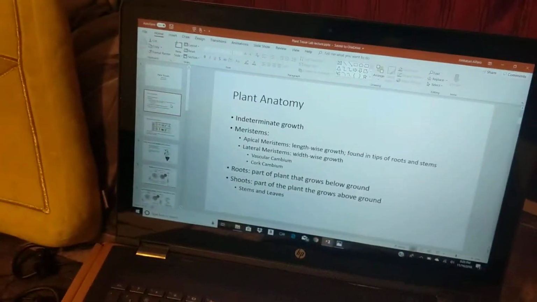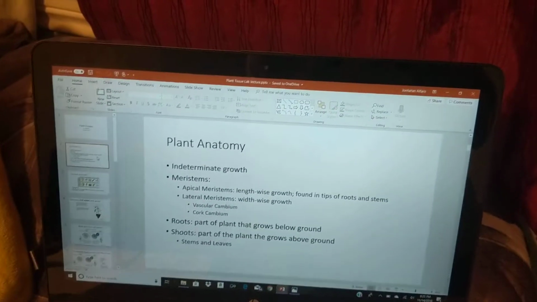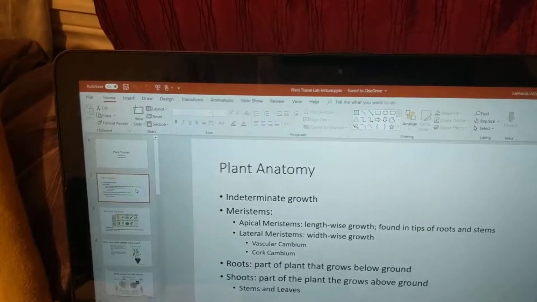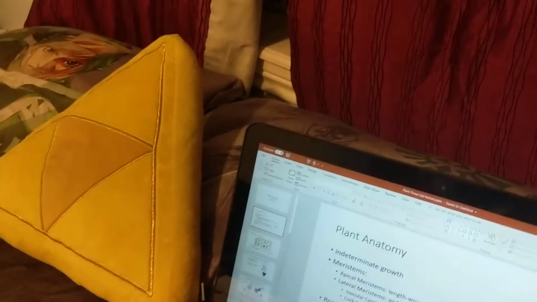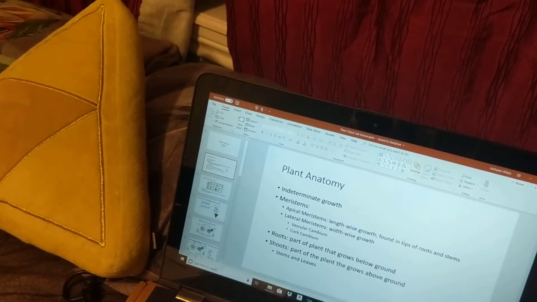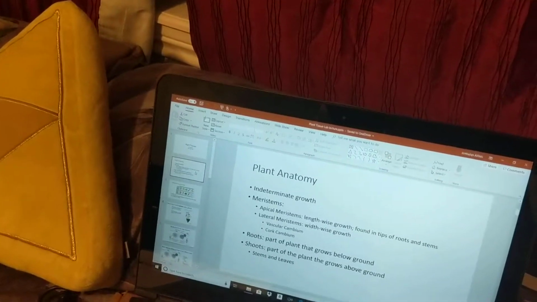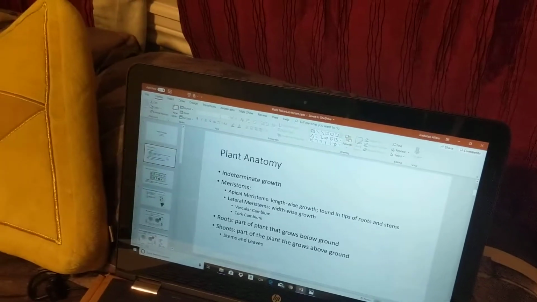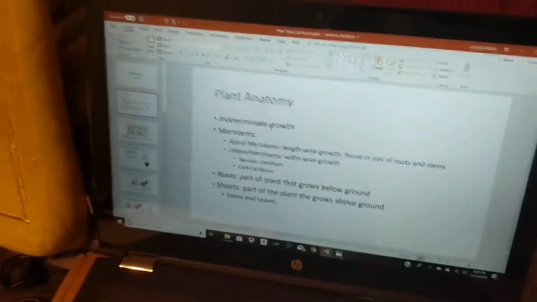What you need to know about plants, what makes them different from animals, is that they have indeterminate growth. What that means is that they never stop growing. That's why trees grow for hundreds of years. Whereas animals, once we hit a certain age, we stop growing. We're not growing any more limbs or any new organs. Plants are always growing new leaves, new stems, new branches, new roots, and those qualify as organs for those plants.